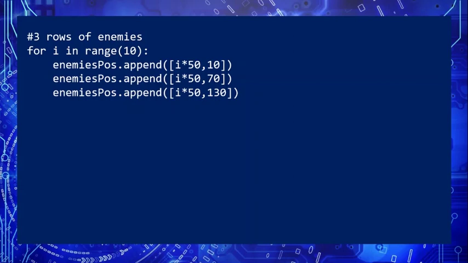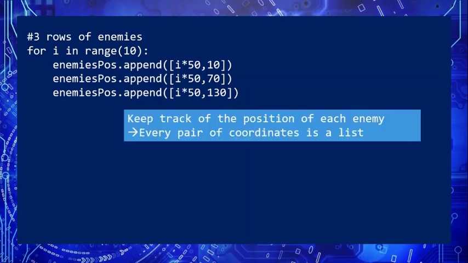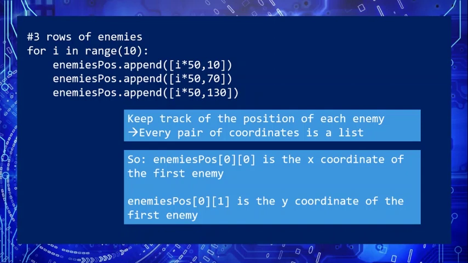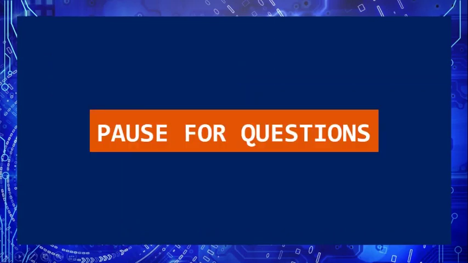Okay, here I set up the coordinates of each enemy. So I know I'm going to have 3 rows of them, and there's going to be 10 of them in each row. By using i times 50 as the X coordinate, each enemy is going to be spaced 10 pixels apart because they're 40 pixels in width. So every pair of coordinates is a list. This means that enemy's position at 0,0 is the X coordinate of the first enemy, and enemy's position at 0,1 is the Y coordinate of the first enemy.